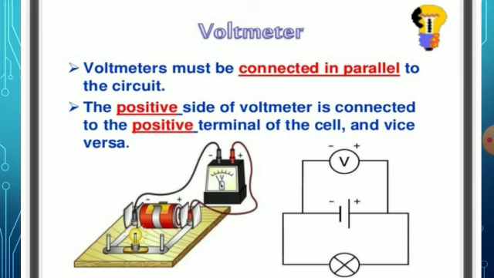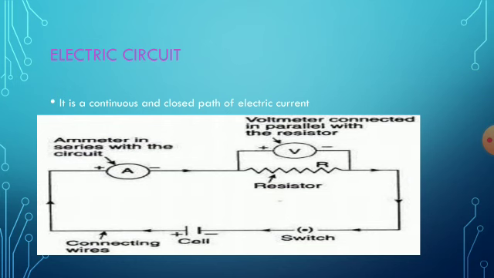That is, the negative of the voltmeter should be connected to the negative terminal of the cell. Next one, electric circuit. It is a continuous and closed path of electric current. So here the electric circuit is mentioned.